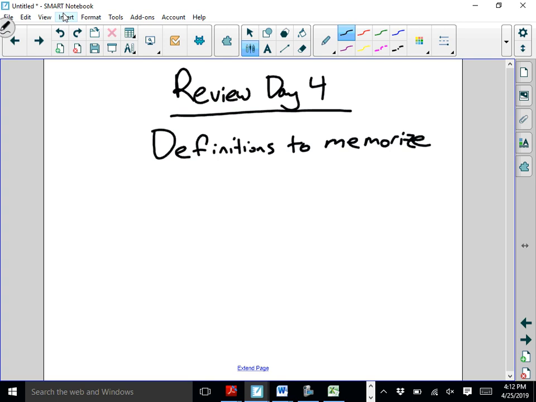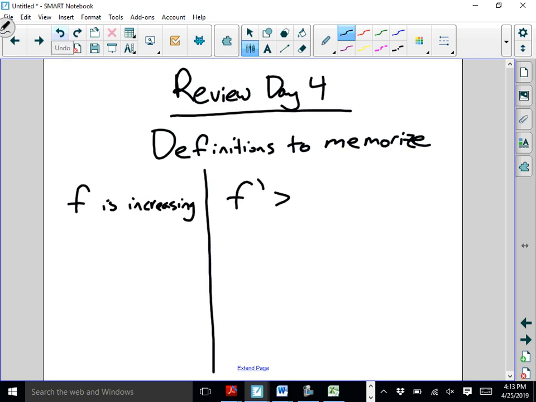Number 1, F is increasing. If F is increasing, what do we know for sure? Well, we know for sure that F prime is positive. So we know F prime is positive whenever F is increasing.